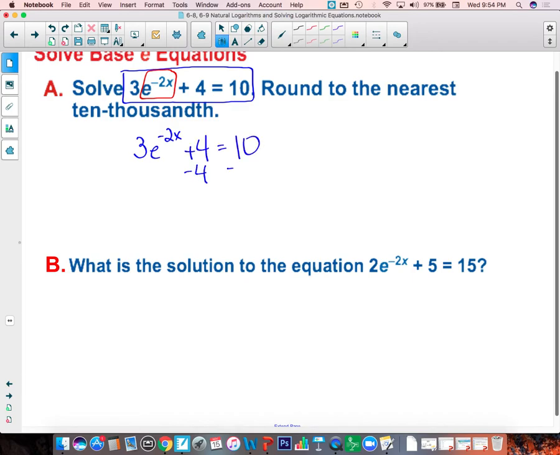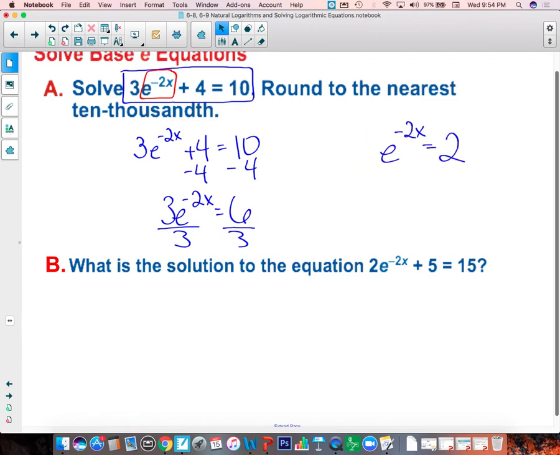So subtract 4, and then you get 3e to the negative 2x equals 6. Then divide both sides by 3, and you get e to the negative 2x equals 2. Now from this point forward, you could change it to a natural log or a logarithmic equation and then solve it that way. I'm going to use the inverse property, those things in the box that I just showed you, because I think it's easier when you're doing these.